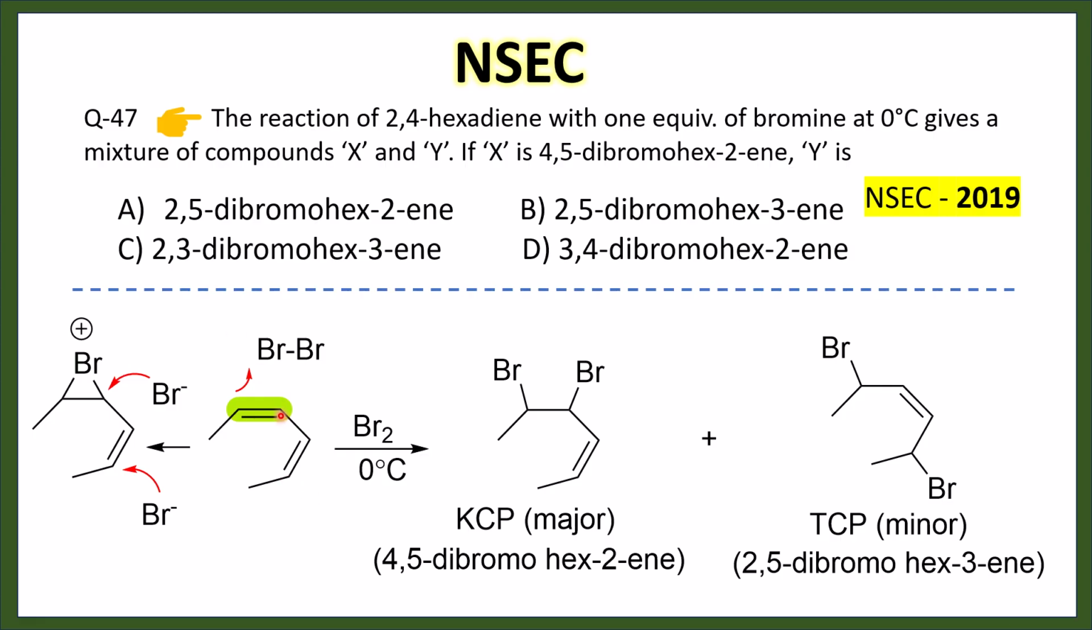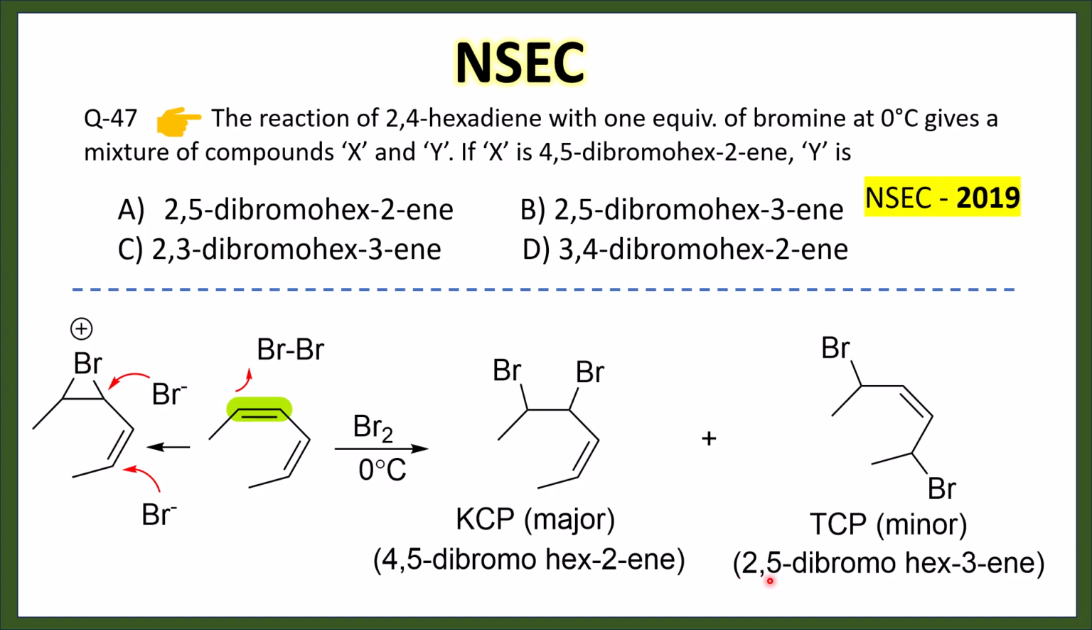So 2,4-hexadiene. Bromination gives the cyclic bromonium ion first, and then bromide attack from this side or from this side happens. At 0 degrees Celsius, the kinetically controlled product is the major product. So this addition happens, giving the 4,5-dibromo-hex-2-ene here. And if the reaction is thermodynamically controlled, then this product will form. Here bromine undergoes addition and the double bond rearranges, giving the product.